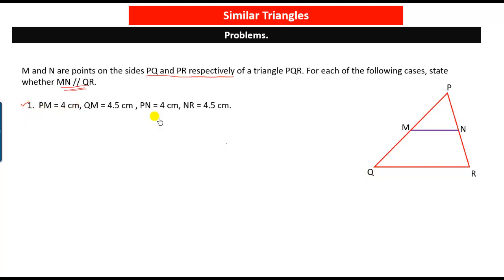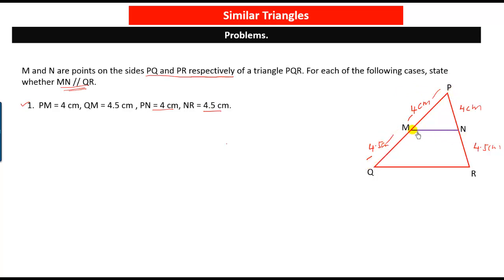PM is 4 centimeter. It is given that PM is 4 centimeter and QM is 4.5 centimeter. Then PN is 4 centimeter and NR is 4.5 centimeter. Now here we will take the ratios of PM and MQ.